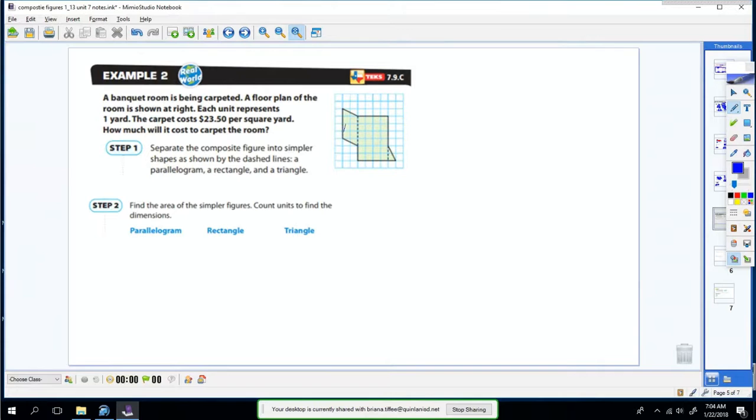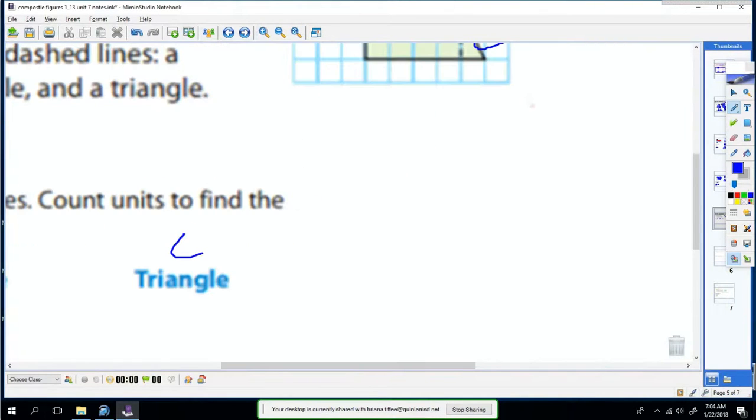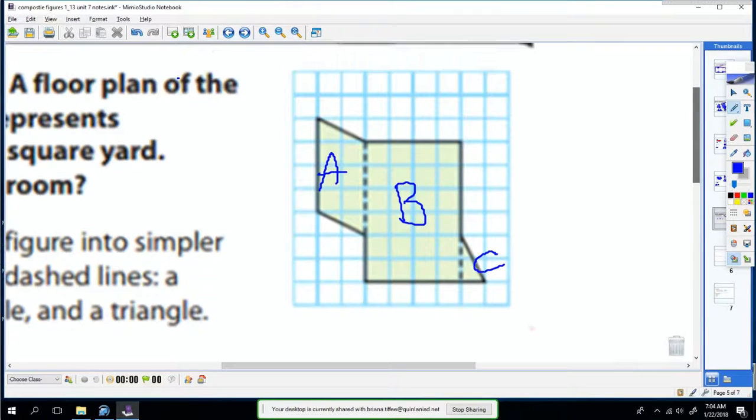So you have a parallelogram, which I'm going to label A, rectangle is B, and then the triangle is C. So it'd be A, B, C. All right, well, this does not give you any units. It doesn't give you any measurements. So what you got to do is count the boxes for the measurements. So right here, this will be 4. And then the height will be 2. Okay? This rectangle will have a base of 4 and a height of 6.